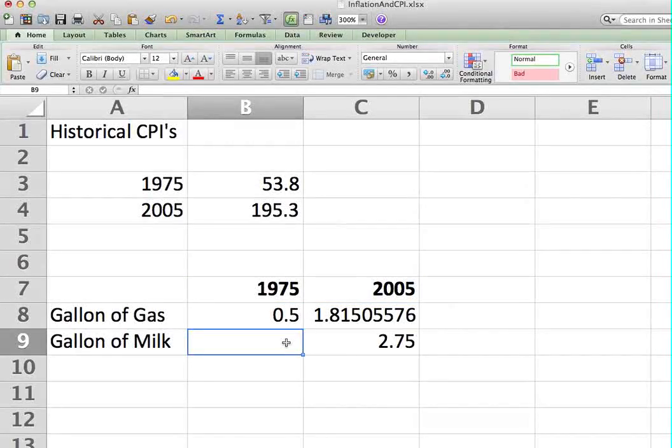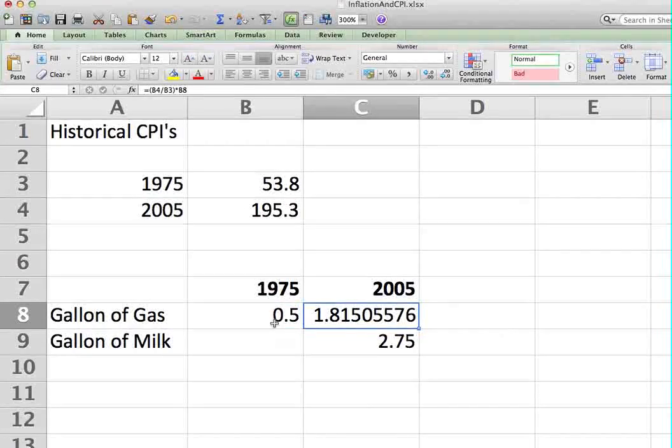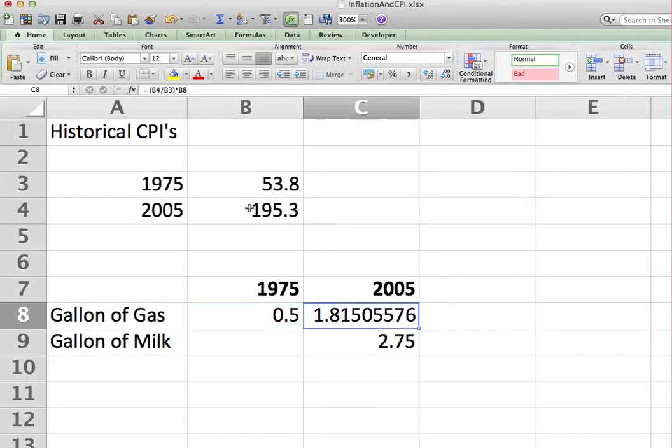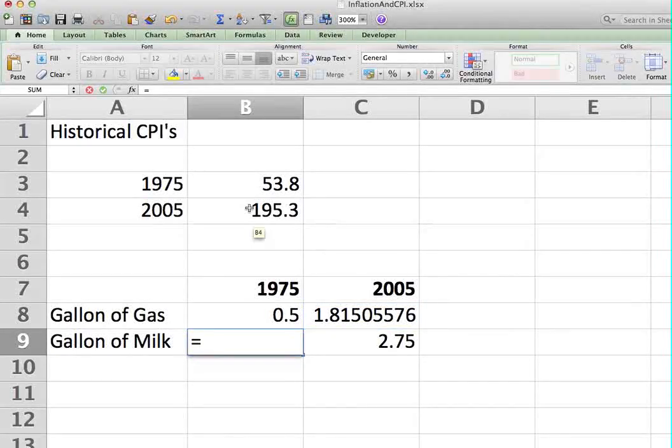We can use the CPI to go backwards in time as well. In the gallon of gas situation, I was pretending the average price in 1975 was 50 cents, and I used the CPI to go forward in time, took the ratio of this divided by this, and multiplied it by the 1975 price to get my estimate for the 2005 price. You can also do the reverse process to go backwards in time: take the opposite ratio, the reciprocal is the official name, of the previous ratio, take the 1975 CPI divided by the 2005 CPI, and multiply that by the 2005 price to get your estimate for, in this case, a gallon of milk back in 1975. So this is the reverse process.